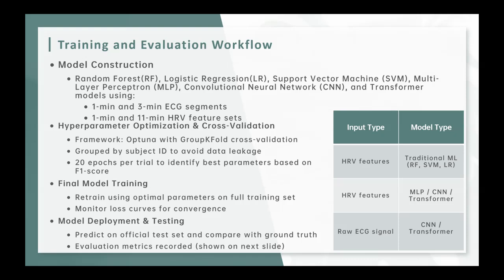For hyperparameter optimization, we use Optuna with K-fold cross-validation and grouping by subject ID to avoid data leakage. Each trial was trained for 20 epochs, and the best parameters were chosen based on the F1 score. Once the optimal parameters were identified, we performed final model training on the full training set, and we can check the loss curves to make sure the model had finished learning. Finally, I tested on the official test set, compared with the official answers, and recorded metrics to show on the next slide.